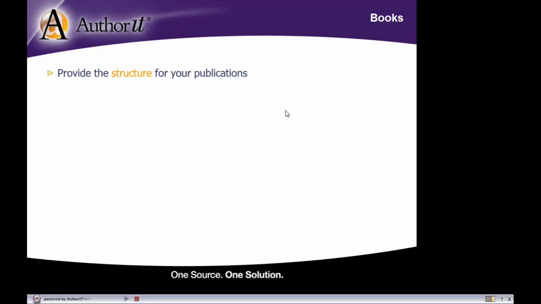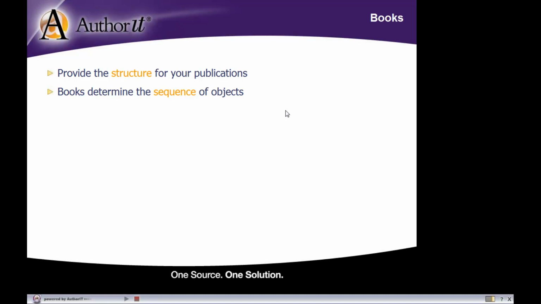Now, our books are very important to the publication process because when you publish something from AuthorIt, what you are actually publishing is a book. The book provides the structure for your publication. It's basically the container for the objects that you would like to publish.